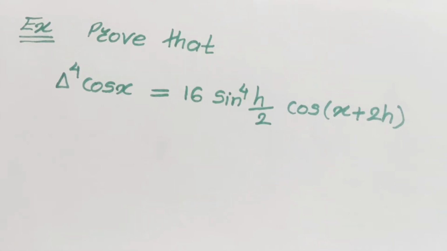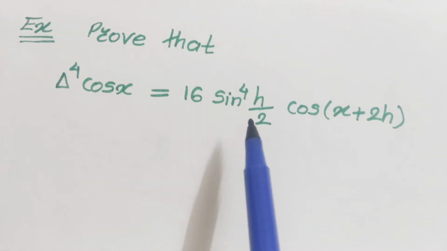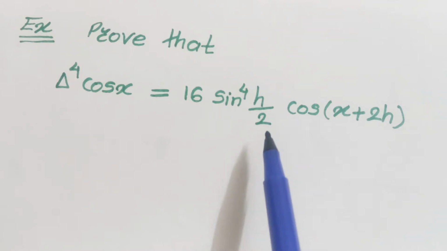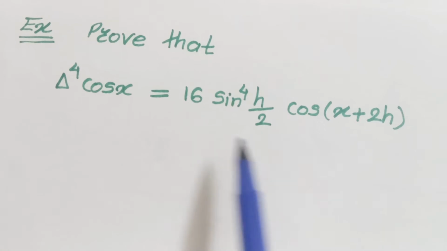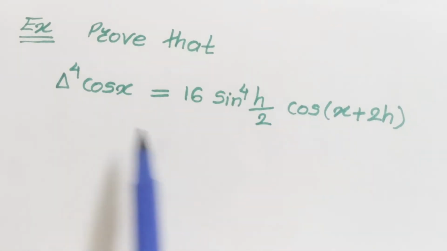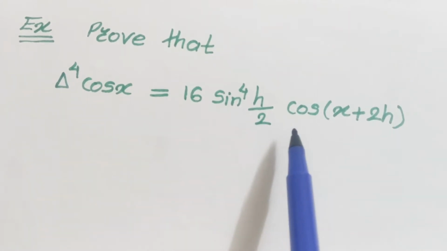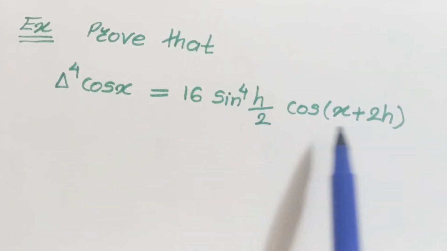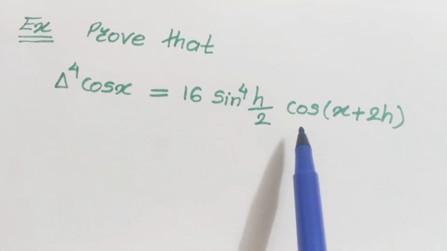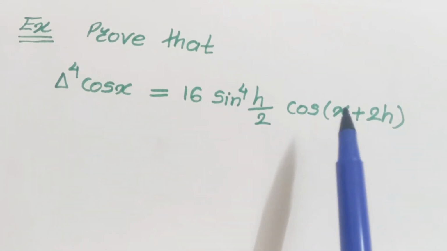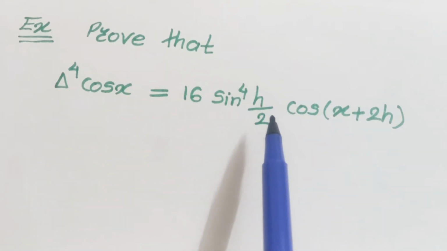Here the question is, we have to prove that delta raised to the power 4 cos x equals 16 sin raised to the power 4 h by 2 into cos x plus 2h. In this question the particular interval difference is not given, but if we observe the right hand side, it contains h. That means in this question it is not written that the interval difference is h, but we have to consider in general that the interval difference is h.